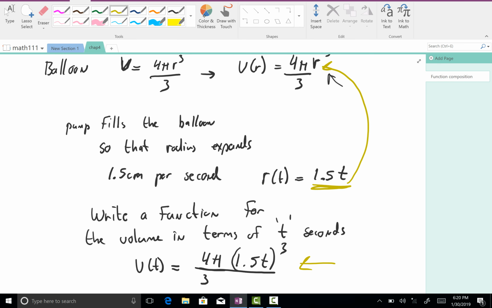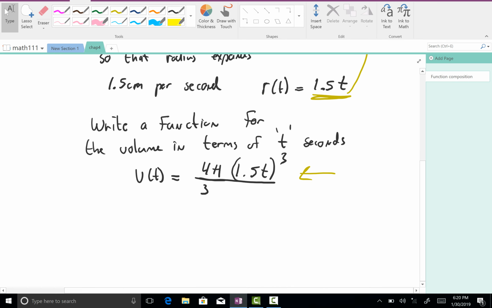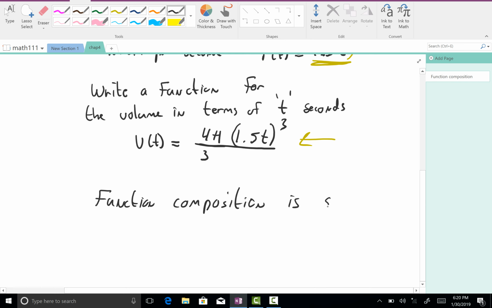Okay? So function composition is basically just replacing, substituting, I think is the best way to think of it, substituting one function into another one.